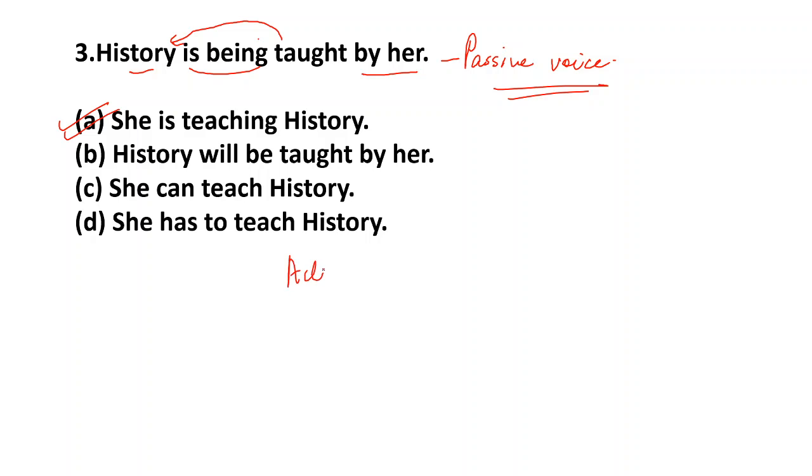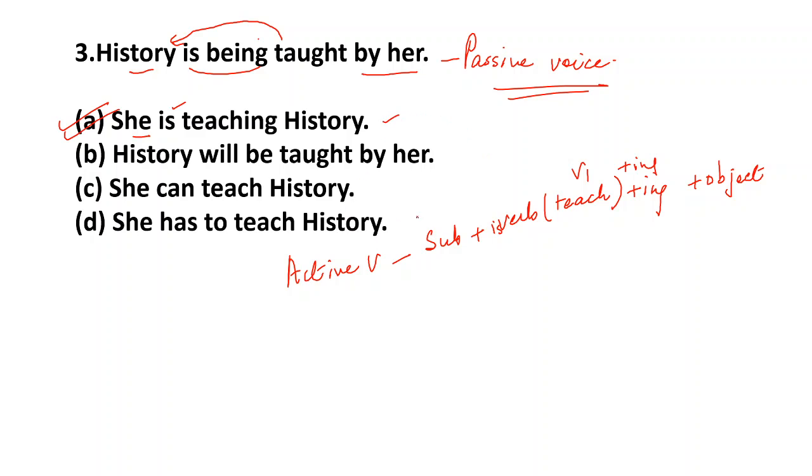Here you see, in the active voice, you have subject plus verb, isn't it? Subject is there plus verb is there, plus that is verb is teach plus ing form. This is the continuous tense. Subject plus is, helping verb, plus verb is teach. The V1 has to be there, plus ing form, plus the object. That is, this is the active voice. She is teaching history. So it is very simple, she is teaching history.